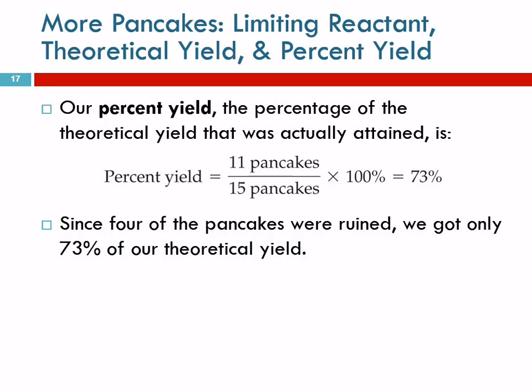Well, we like to quantify things, and so one of the things we do is calculate percentages. So the percent yield for this example is the actual yield of 11 pancakes divided by the theoretical yield, 15 pancakes, times 100, 73%. So we had a 73% yield. That's not too bad, but it's not great either. You know, like 95% would be a lot better. That means that 73% of what we attempted to make actually got made.